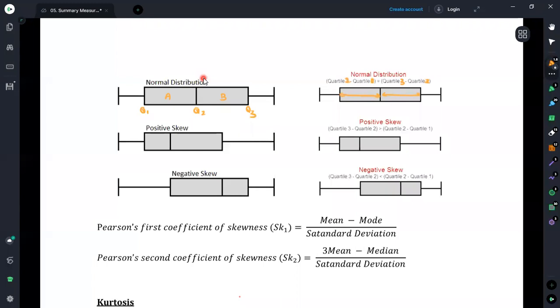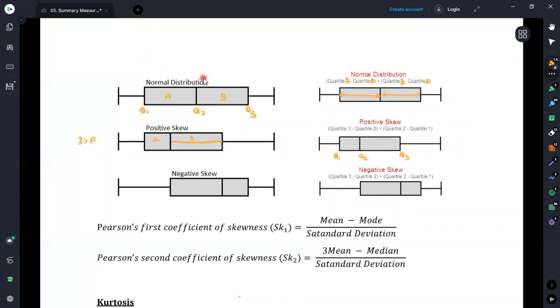If it is positively skewed, then part B is comparatively larger than A, which means the right-hand side has larger values. Therefore, we can say that the majority of data falls on the left side, and a minority on the right side. So if Q3 minus Q2 is greater than Q2 minus Q1, then we can say it is a positively skewed distribution. Therefore, just by seeing the box plot, we can also comment on the skewness of the distribution.